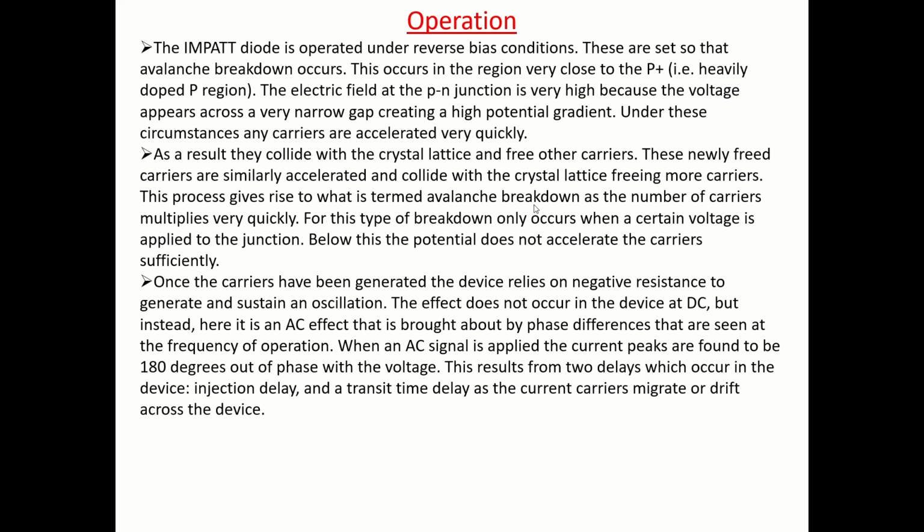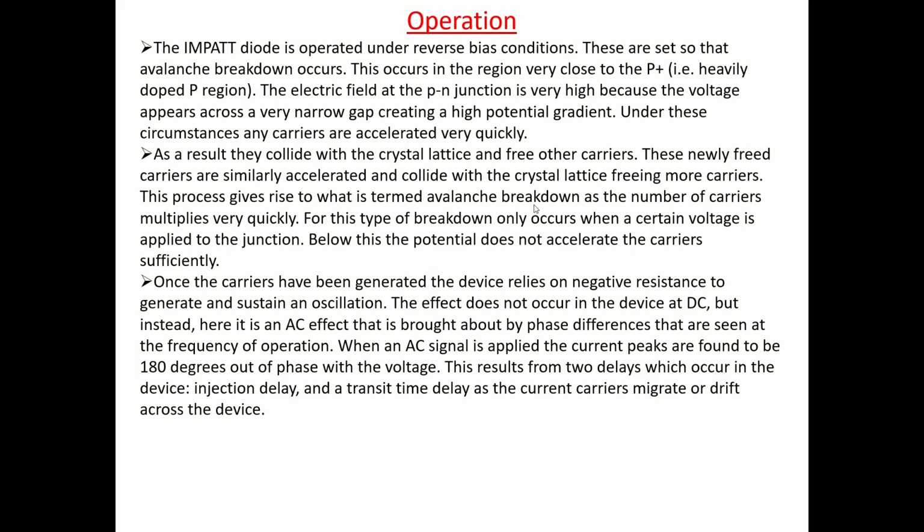The number of carriers multiplies very quickly, and this type of breakdown only occurs when a certain voltage is applied to the junction. Below this, the potential does not accelerate the carriers. Once the carriers have been generated, the device realizes negative resistance to generate sustained oscillation. The effect does not occur in the device at DC, but instead it is an AC effect that is brought about by phase differences.